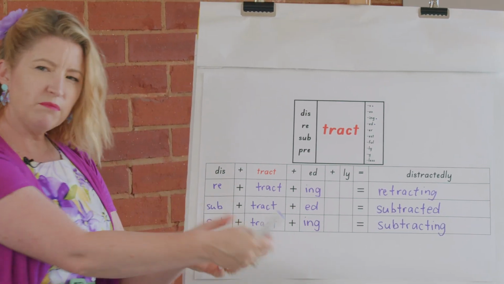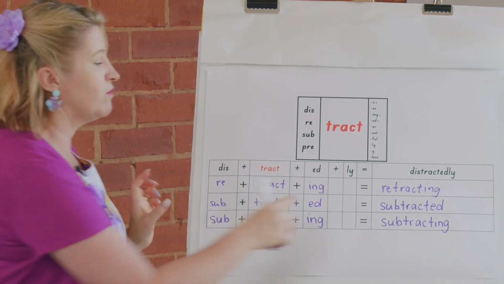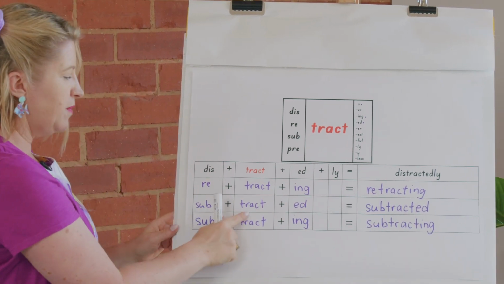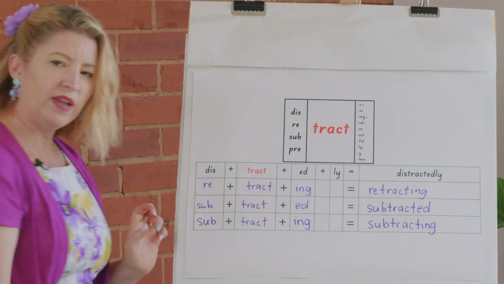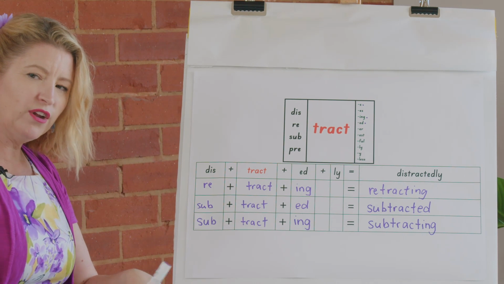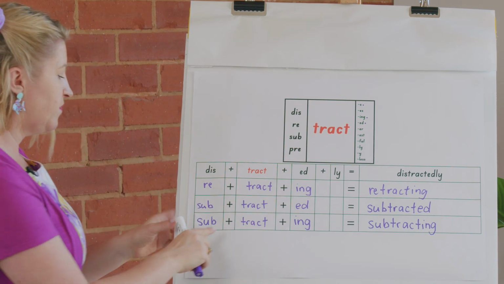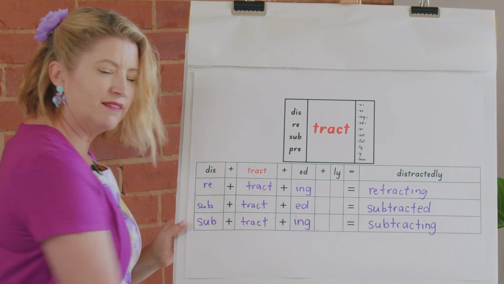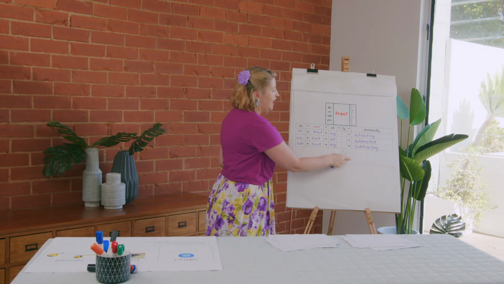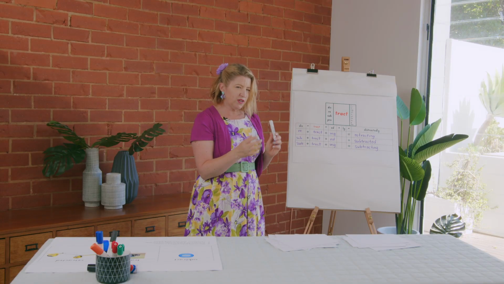Retracting. So pulling something in now. Subtracted. When we put something in under or below, took it away in the past. Subtracting, happening now. How did you go? Check them, have a look, see.